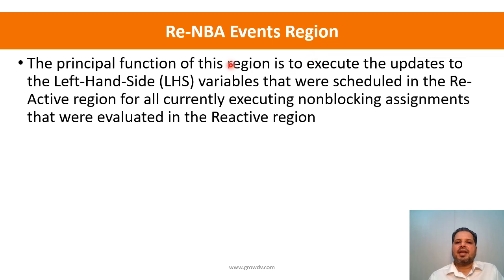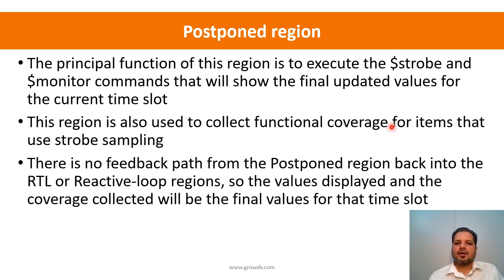Then the re-NBA event region, I think we have now beaten this down to death: the left hand side, the LHS variables of the non-blocking assignment, get updated and executed in the context of the program block. And the postponed region, as we have seen, is primarily meant for executing your $strobe or $monitor.